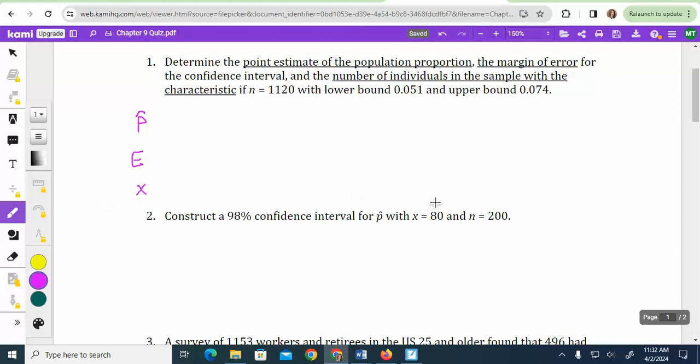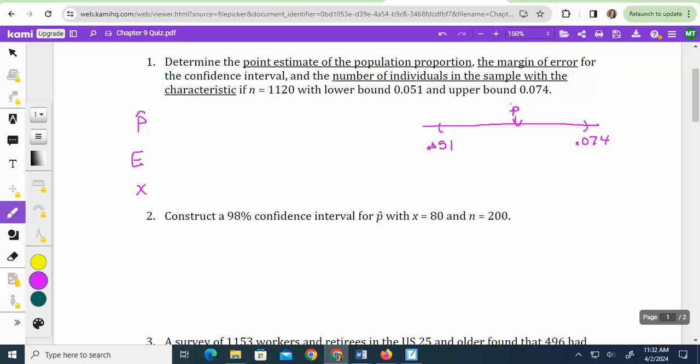So that's like x. If n is 1,120, a lower bound is 0.051, and the upper bound is 0.074. So what I gave you is the confidence interval, and I want you to work backwards to find all the original information. So if our confidence interval went from here to here, what's the number in the middle represent?